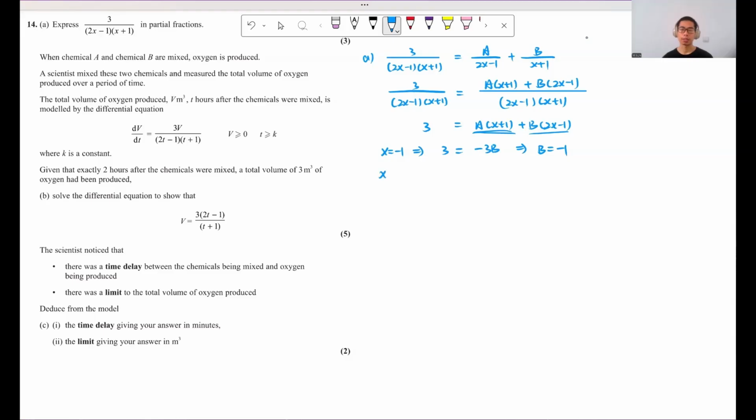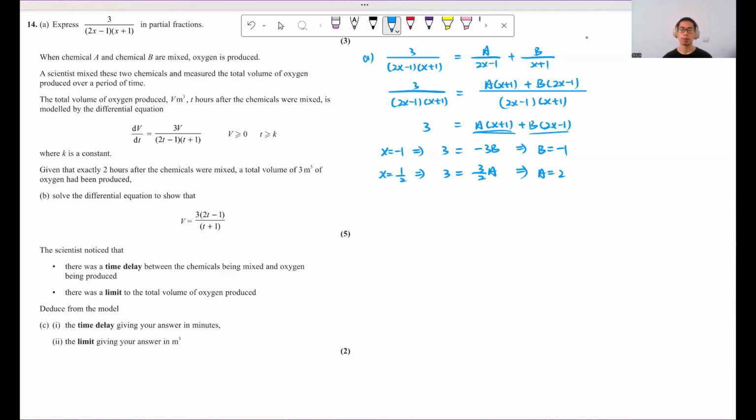And then if we let x equal to 1/2, then 3 is still 3. So half plus 1, that will become 3 over 2A. And then 2 times half minus 1 becomes 0. That's the whole point. We want the second half to be 0. That's why we pick 1/2. So then solve that. 3 times 2 becomes 6, divided by 3. So A has to be equal to 2.